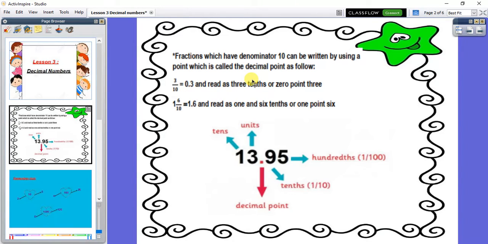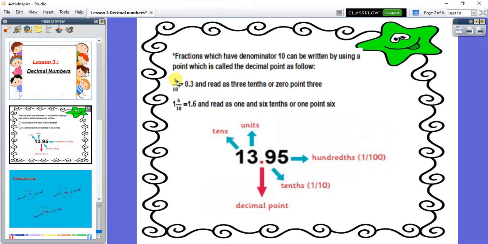Decimals. When you go to buy something from the market and you are told that the price is 25 and a half, or 30 and a half, it means it's a decimal. How can I read this or how can I write this?